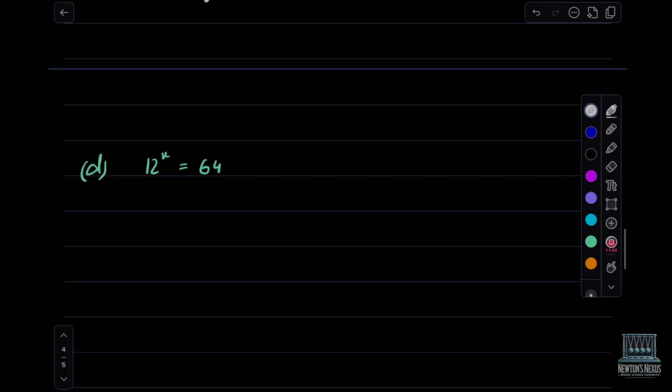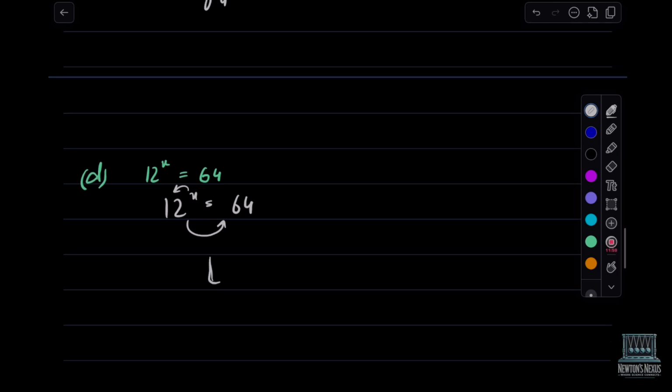Similarly, 12^x is equal to 64. Well, let's write it a little cleaner. X replaces 12 and 12 becomes the base of the log on the right hand side. So log with base 12 and the argument 64 is equal to x.